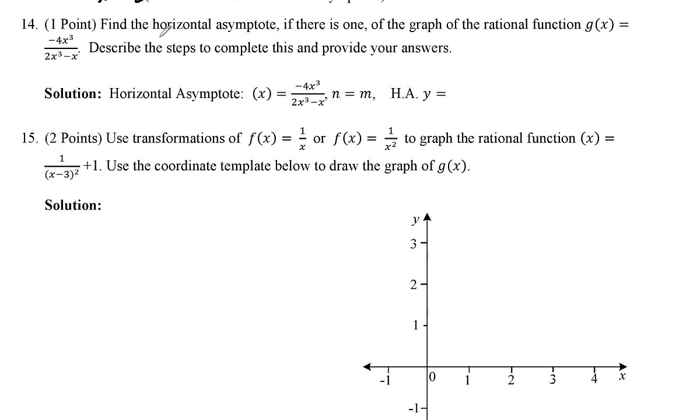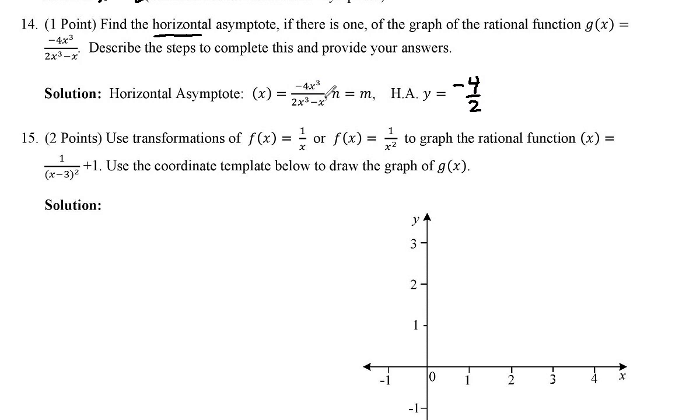Okay, number 14, we are finding a horizontal asymptote, if there is one, for this graph, and then describing the steps to complete it and providing answers. Remember, you look at the leading coefficients in the numerator and denominator, and we see that they're both cube powers. So it does have a horizontal asymptote equal to the ratio of those two. So the horizontal asymptote is going to be -4 over 2.